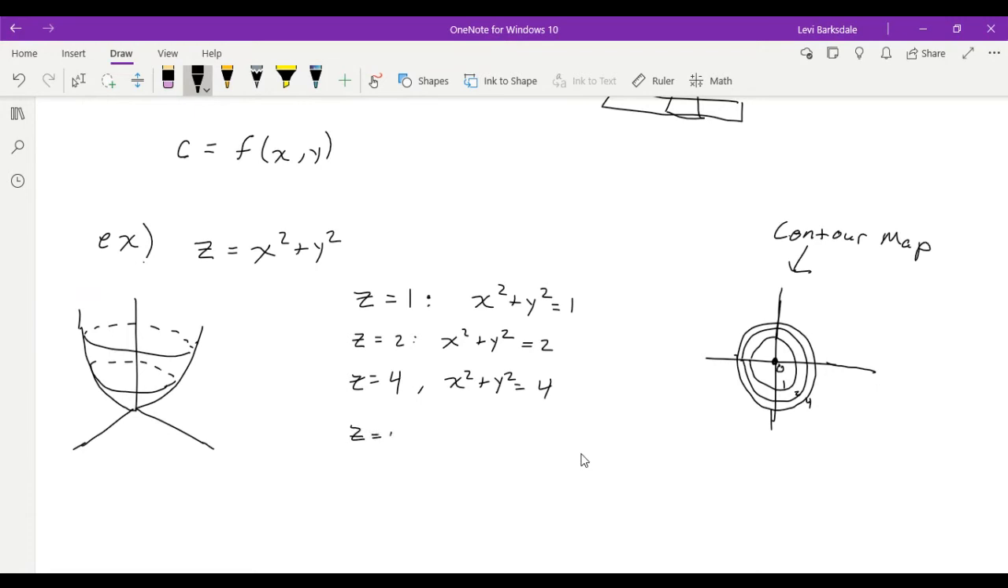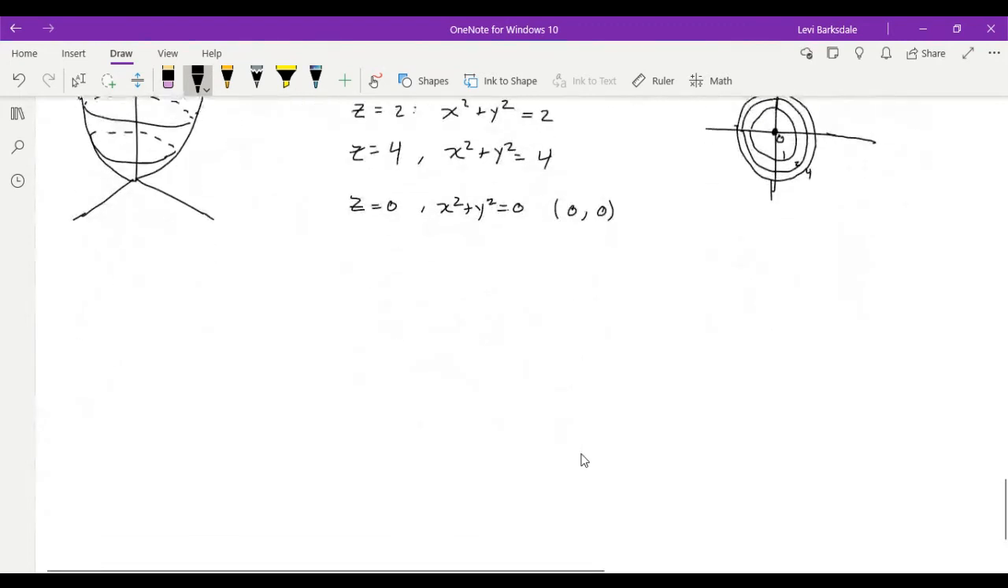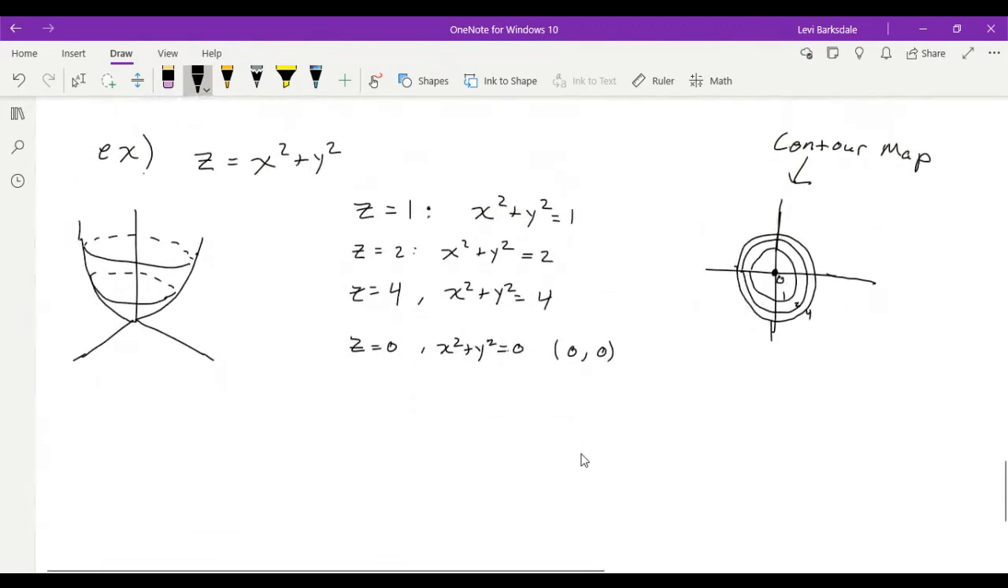And one last note, if we let z equal 0, well then x squared plus y squared is equal to 0. And this is, of course, only satisfied by the point 0, 0. So our 0 level curve would just be the one point centered at the origin. All right, so that is the idea behind a contour map. Why don't you go ahead and try one out for yourself?